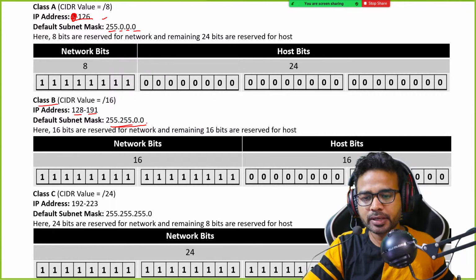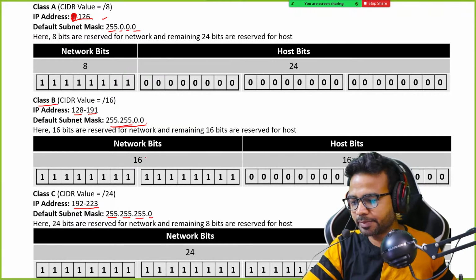Same like this in class C IP address, it starts from 192 to 223. Its default subnet mask is 255.255.255.0. These are the basic things, must be clear.